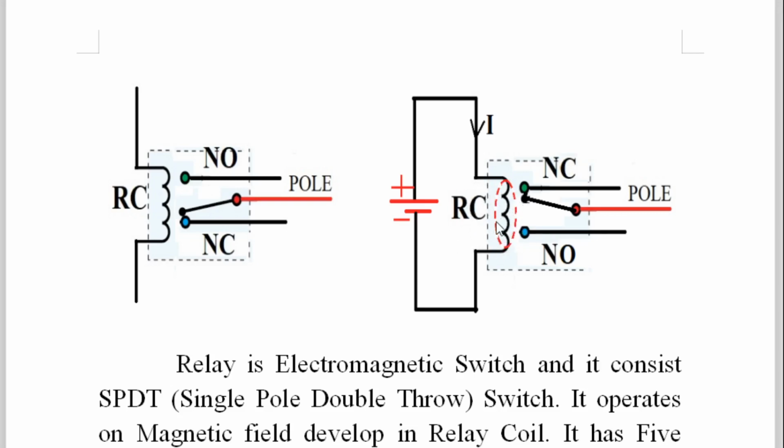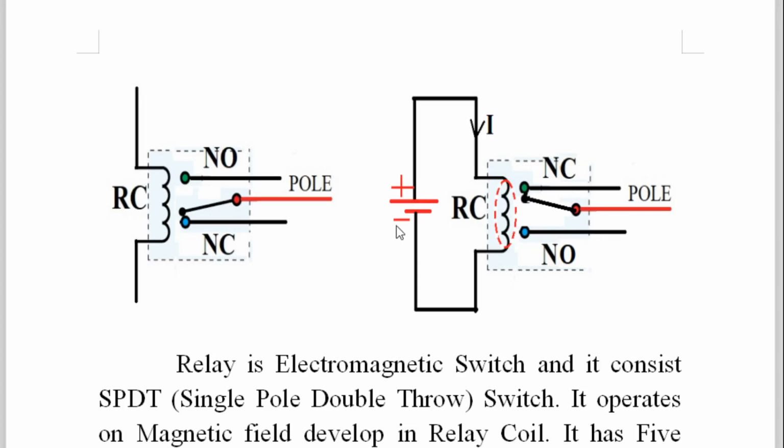And due to this magnetic field, this switch, which is called single pole double throw: this is one pole and there are two throws. One throw is to normally closed and another throw is to normally open. So single pole double throw, SPDT, it is called. Here, when the relay coil gets magnetized, this switch automatically gets connected to the upper terminal, and therefore what was normally open becomes closed, and what was closed becomes open. So this is the operation of the relay.